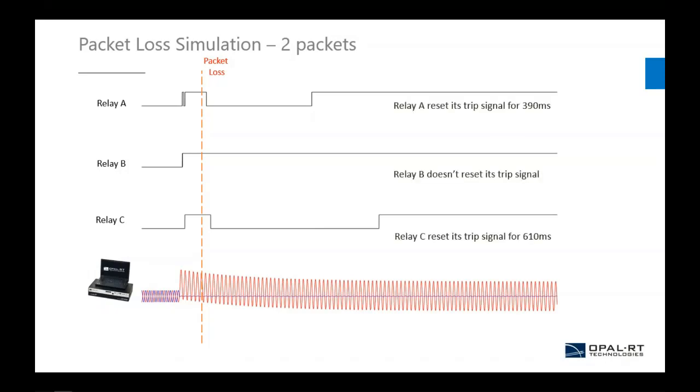Note that the relay C now reset its trip signal for 610 milliseconds following a 2 packet drop. It is more than twice the time compared to the previous test, where 20 packets were dropped. It means that the number of packets that are lost doesn't have a direct influence on its behavior. The algorithm behind this action might be questionable.